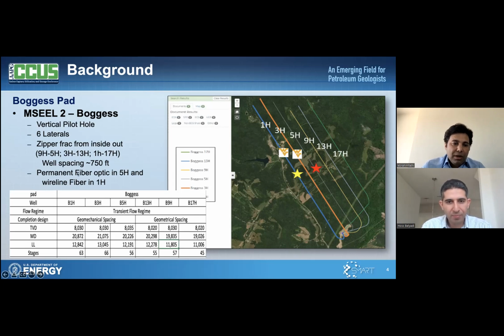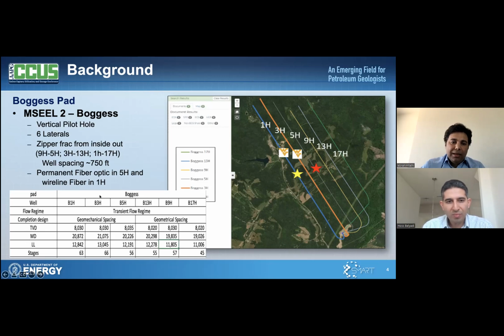Okay. So the quick information regarding the wells. The TVDs are around 8,000. The lateral length is more than 10,000, so we have 12,000, 13,000. Number of stages 63, 66, so around 200 feet of stage spacing. And the well spacing is around 750 feet. So very tight wells, yeah.